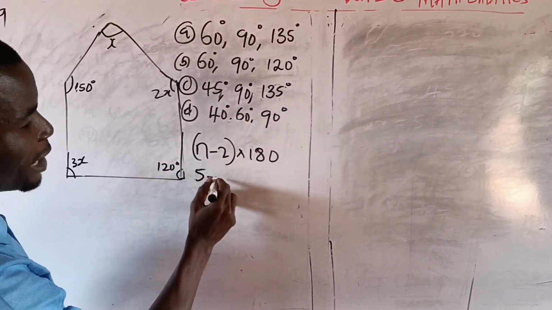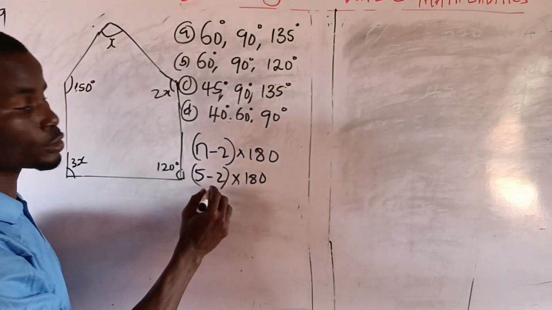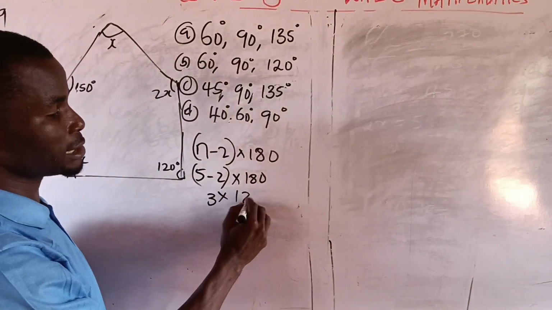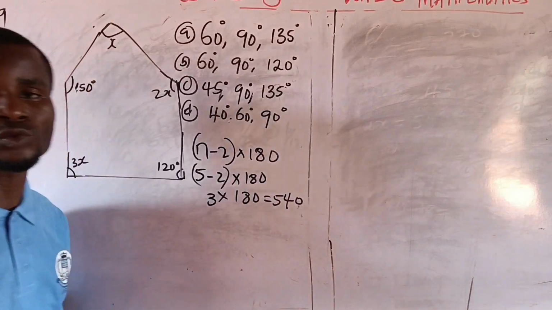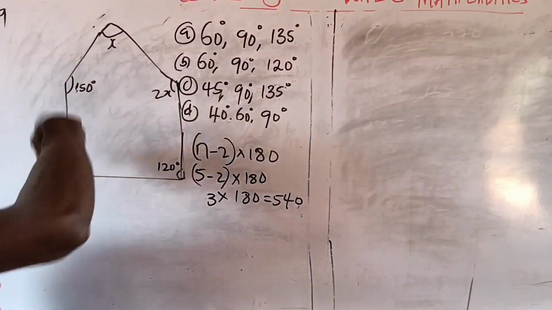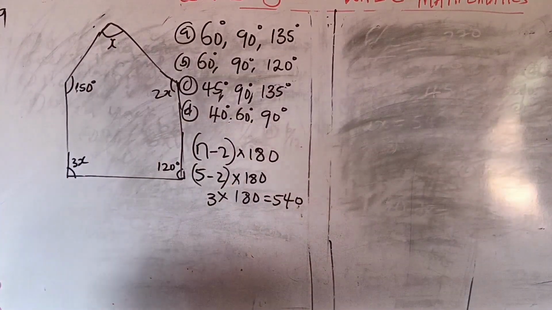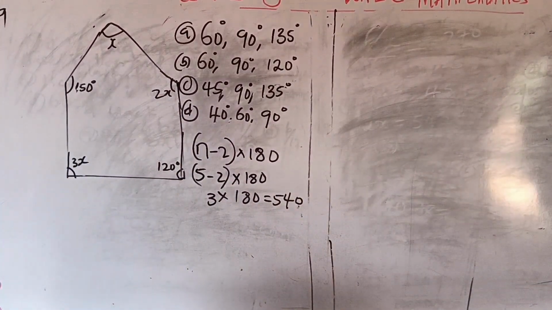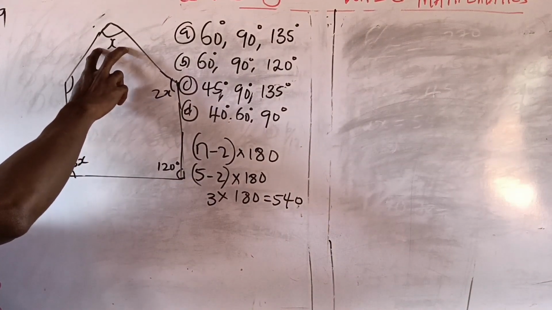So we have 5 minus 2 times 180. 5 minus 2 is 3. 3 times 180 will give us 540. That means the sum of the angles of this polygon, the pentagon, is 540. So having understood that, the question is to find this x.